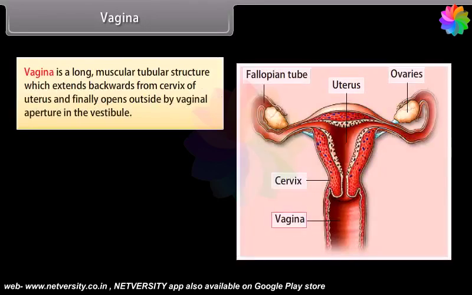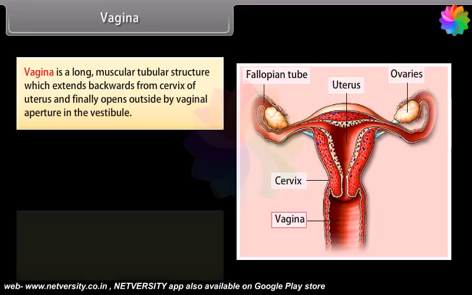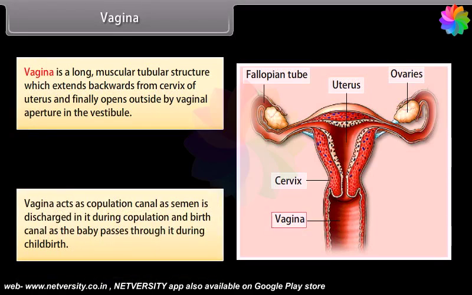Vagina. Vagina is a long muscular tubular structure which extends backwards from cervix of uterus and finally opens outside by vaginal aperture in the vestibule. Vagina acts as copulation canal as semen is discharged in it during copulation, and birth canal as the baby passes through it during childbirth.